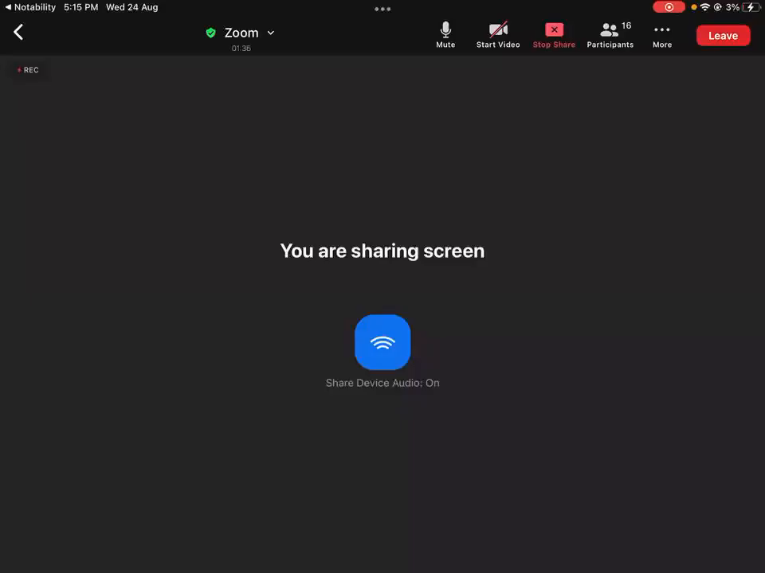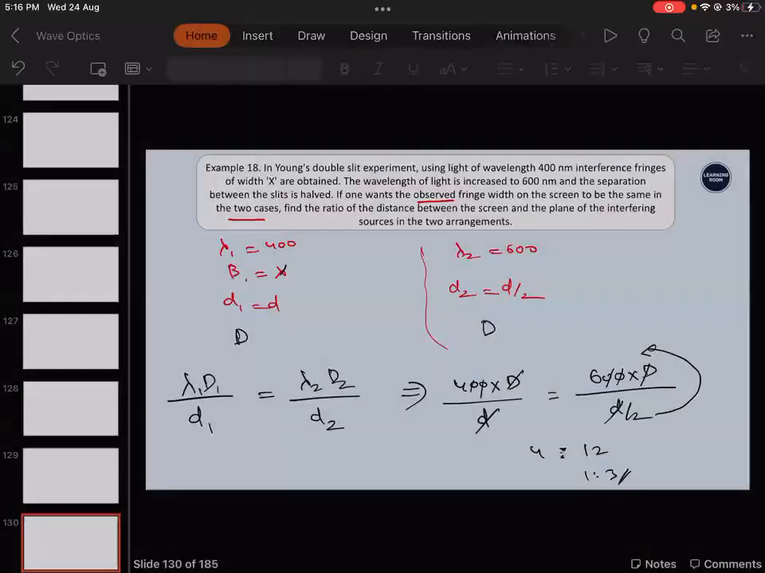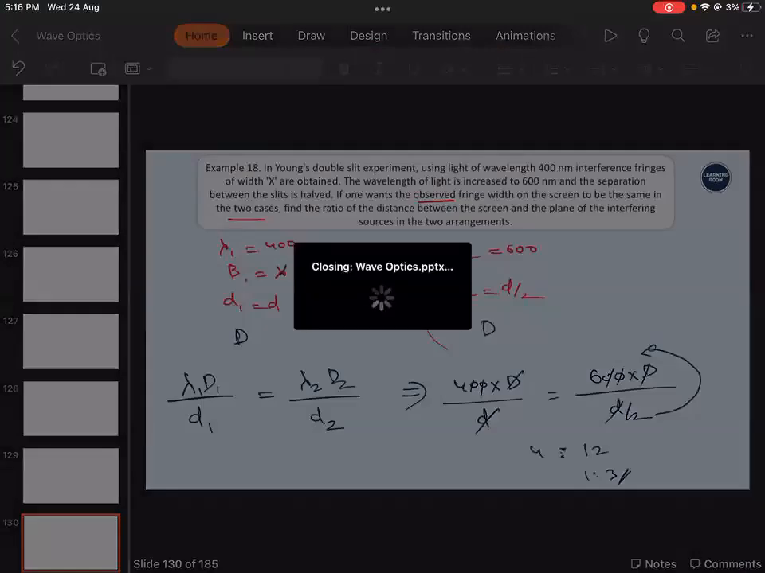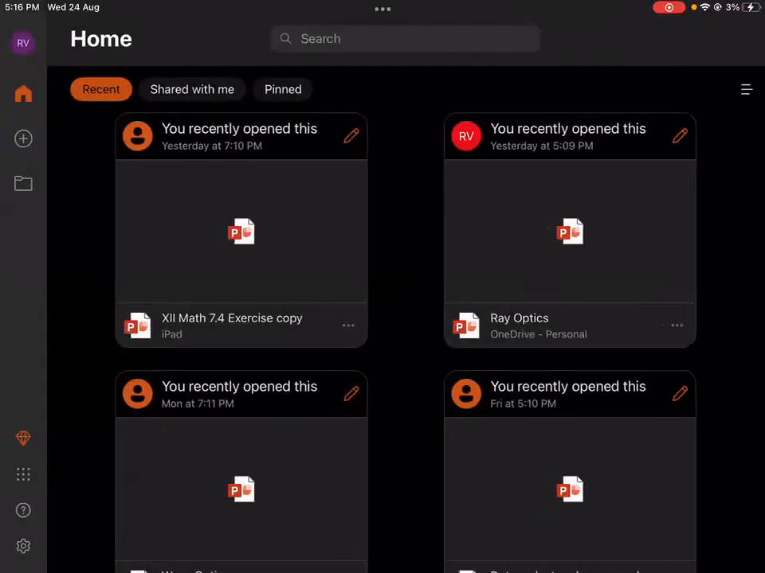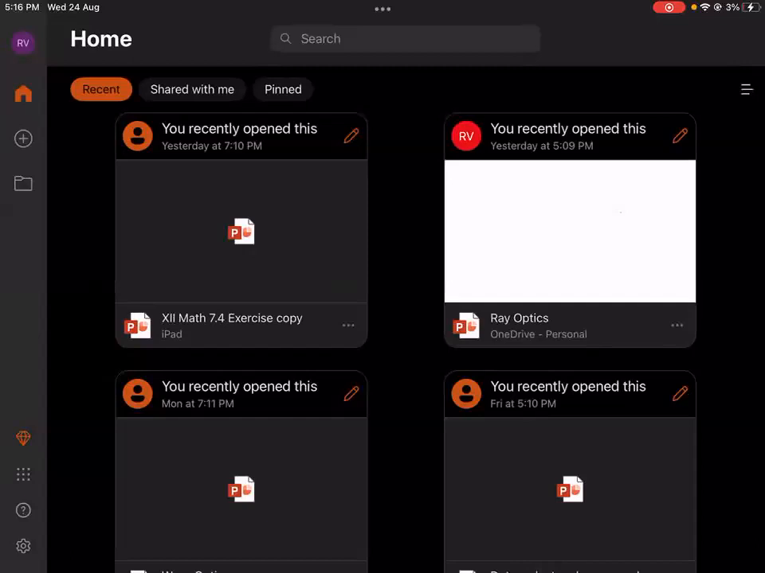So write down the next heading as effective power of lens. Effective power of lens in contact. So if two lenses are kept in contact, what is going to be the effective power?